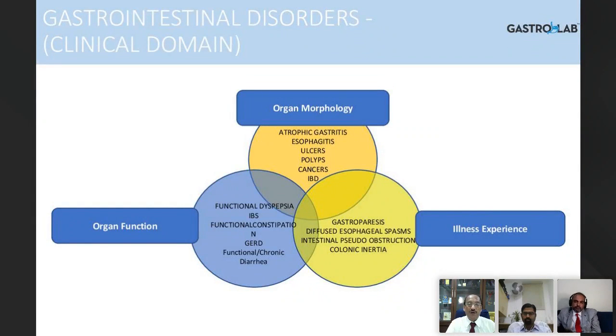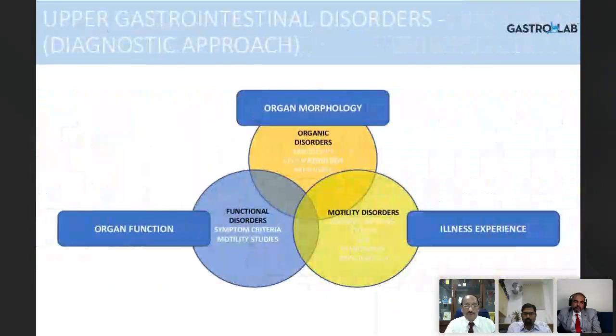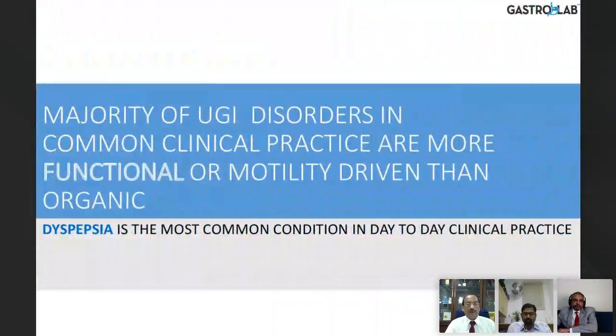And then you have motility disorders, which can also produce a lot of discomfort: gastroparesis, diffuse esophageal spasm, intestinal pseudo-obstruction, colonic inertia, and likewise. But we're not looking at the lower GI tract at this point of time. We're looking only at the upper GI tract here. So the majority of the upper GI disorders, which are common in clinical practice, are functional or motility disorders rather than organic. They don't have an organic basis.